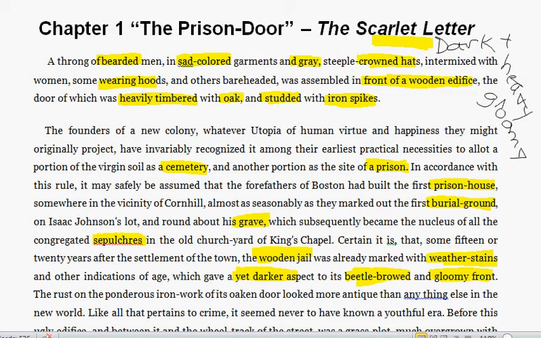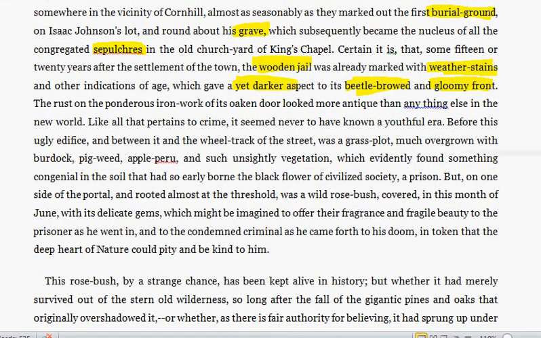That is certainly not painting a pretty picture. I'm going to scroll down and get some more. I have rust, which is an idea of decay and darkness. On ponderous ironwork, again, heavy, heavy ideas and imagery. We have the word crime. I have an ugly edifice. It's overgrown. The grass is even overgrown.